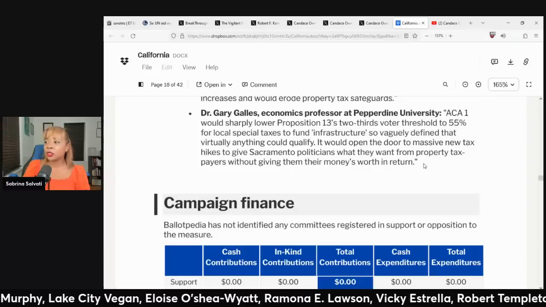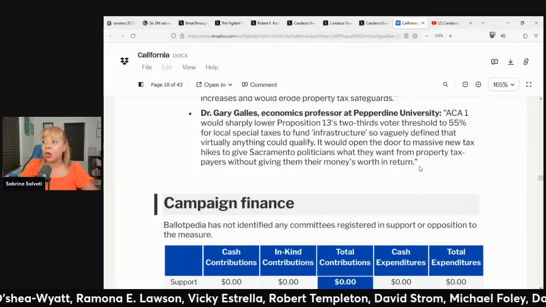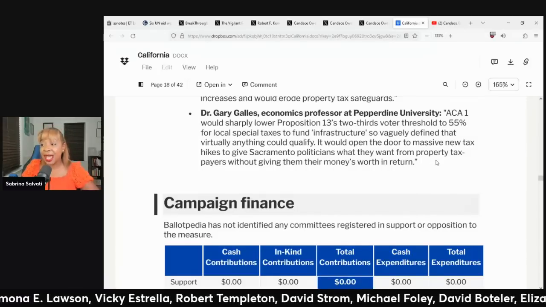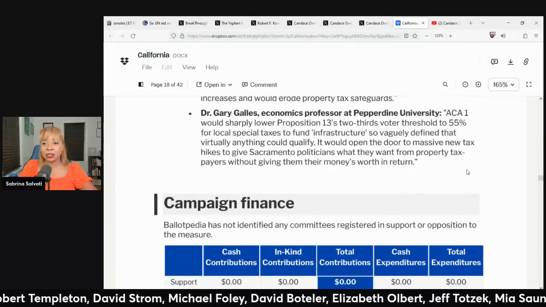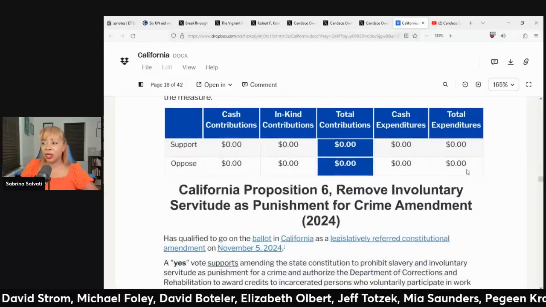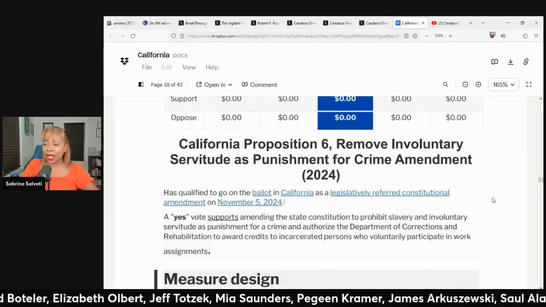It would open the door to massive new tax hikes to give Sacramento politicians what they want from property taxpayers without giving them their money's worth in return. Interesting. No money spent to support or oppose. This one is kind of wild.